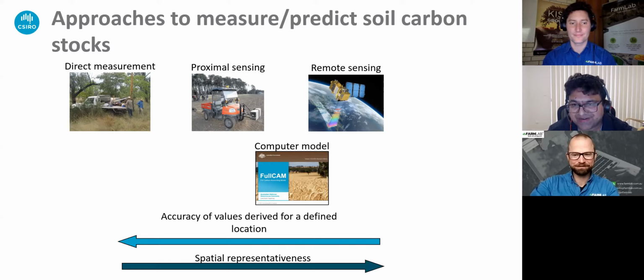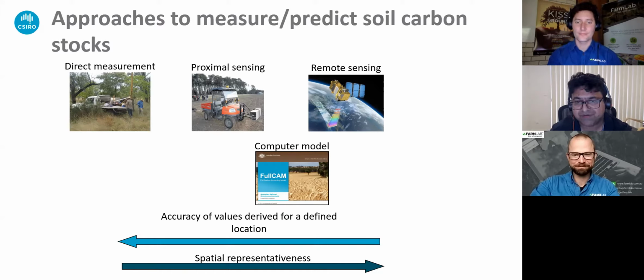So there's no way that we can measure soil carbon from remote sensing if you don't have ground truth data to combine and develop models. So that's a very important consideration. Now, the computer models, which are used to predict and simulate soil carbon, can vary depending on different areas, like accuracy and the spatial representation.